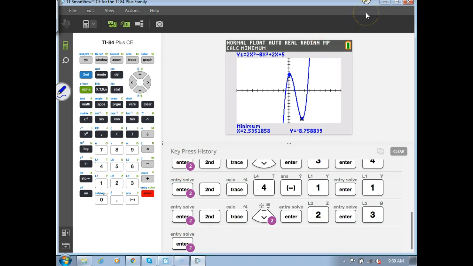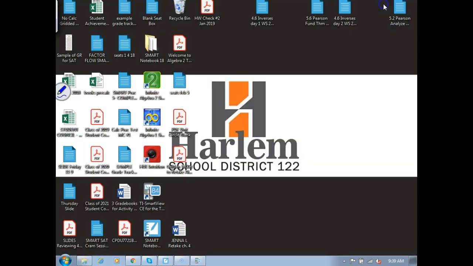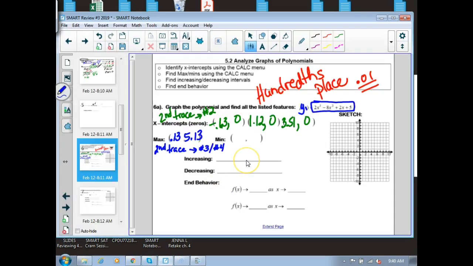2.53, comma, negative 8.76. I'm going to forget that. 2.53, comma, negative 8.76, maybe? Oh man, I can't remember. All right, well, if that wasn't right, I apologize. All right, now I notice on my key I rounded to the 10th place. That was my bad. Make sure you're rounding to the 100th.